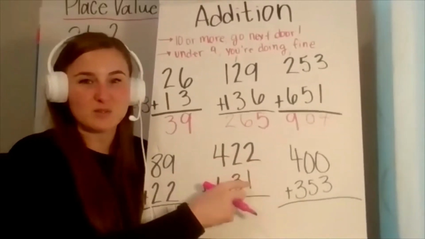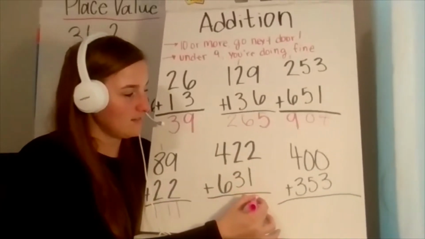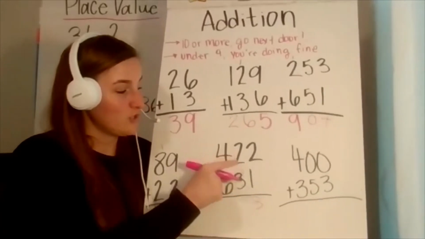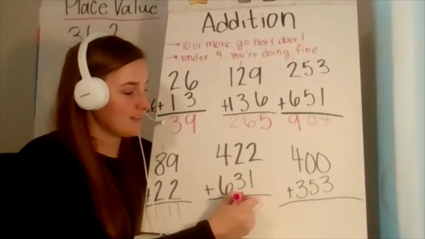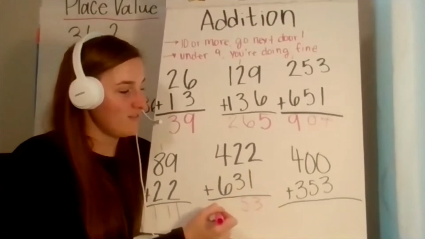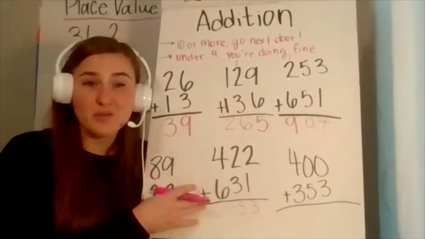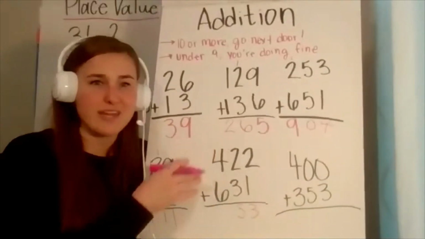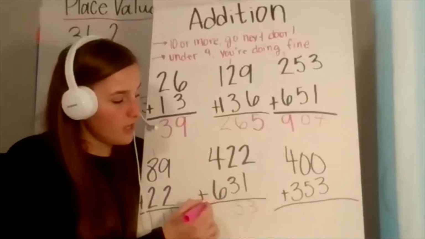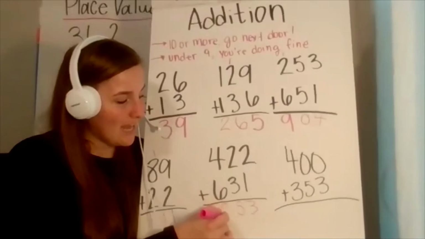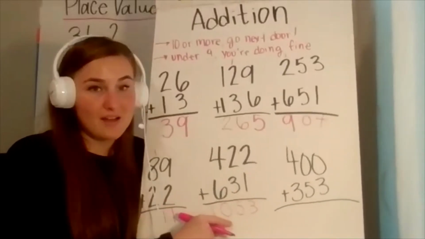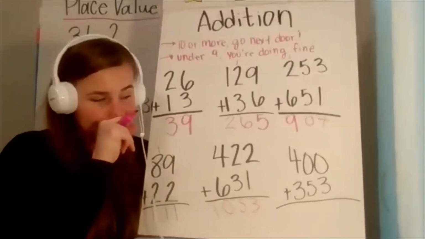Okay, 2 plus 1 is 3. 2 plus 3 is 5. And 4 plus 6 is 10. Now, this is 10 or more, but can we carry next door? No. So we just write 10. So our answer is 1,053.